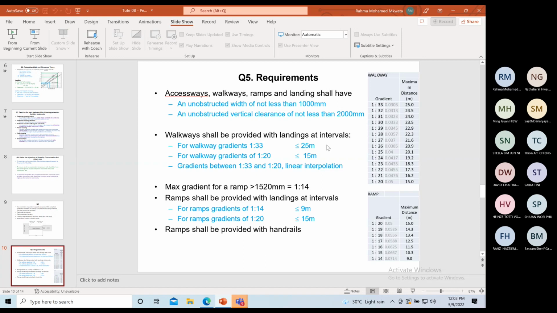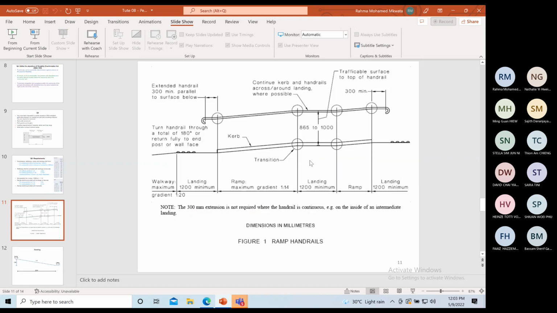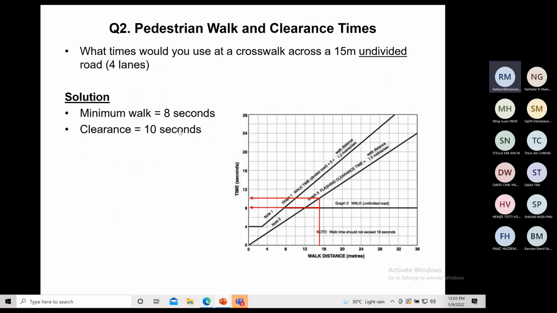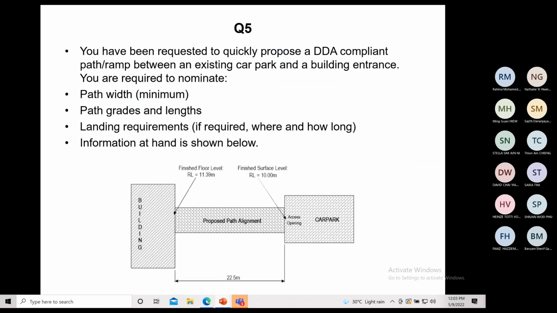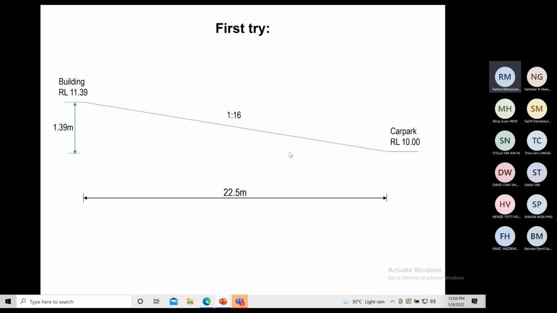Okay, now let's move on. I believe everyone has tried. Okay, so what you're supposed to provide is something like this. Sorry. If you're designing a ramp, you should give a drawing like this in your design.